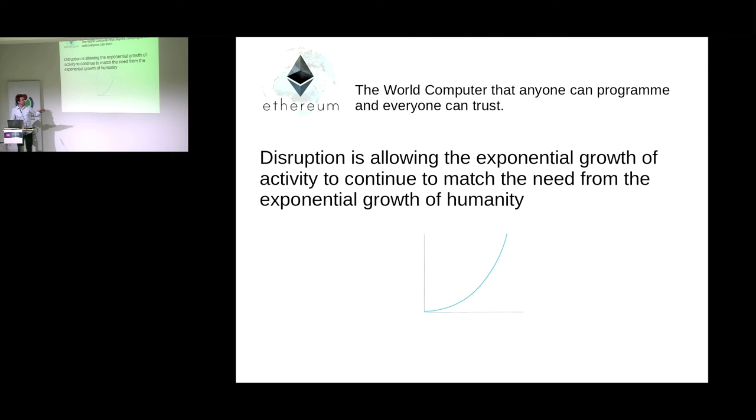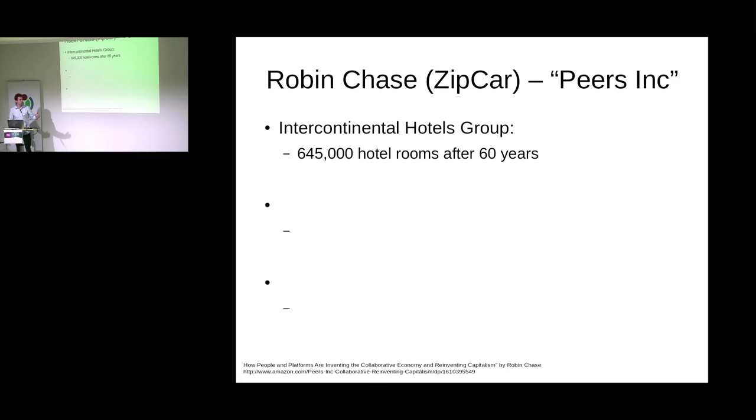So what I'm saying here is that we've got an exponential growth in the need to communicate and in the resources of the planet as the population exponentially grows. And Ethereum is the next step in dealing with this. I just want to quickly go through an example that Robin Chase gives in her book, Peers Inc. She's the inventor of Zipcar, so she was one of the pioneers of this sharing economy.